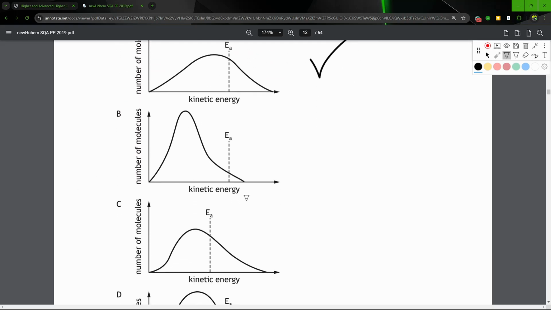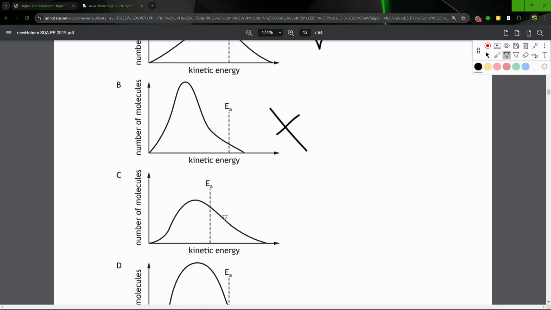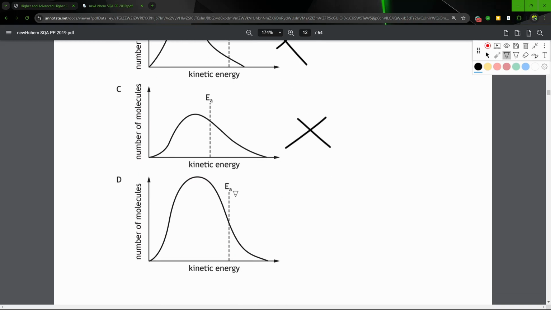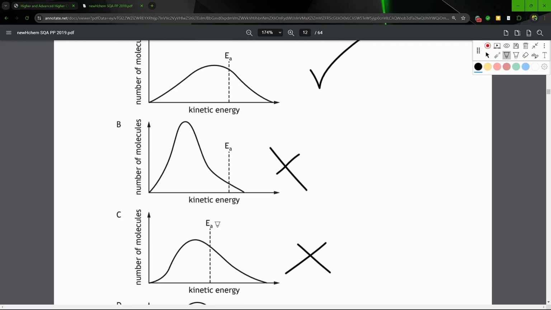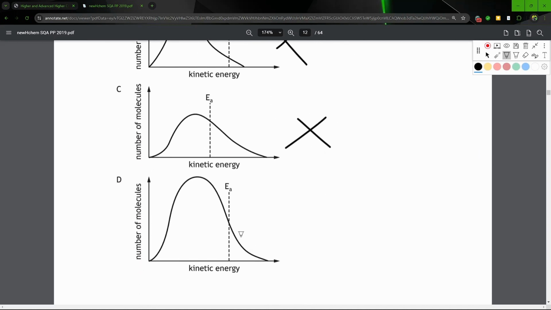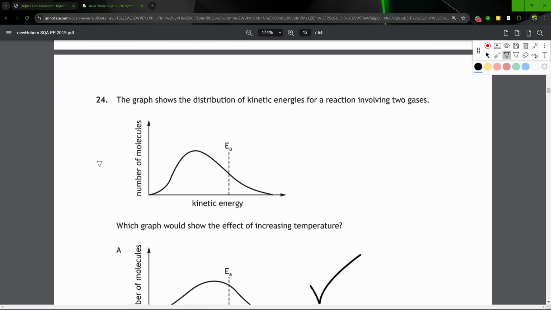Let's double check our answer though. B is insane. If you increase the temperature, you don't add more particles at a lower kinetic energy. That's silly. C is reducing the activation energy, which isn't true either. Increasing the temperature moves more particles to be above the activation energy. It doesn't decrease the activation energy at all. And D has more particles in the system, and it's not even that many more above the activation energy. This is just creating matter out of nothing. So yeah, it has to be A.